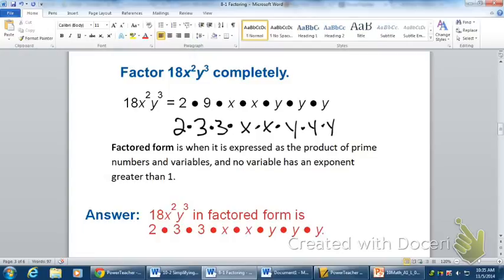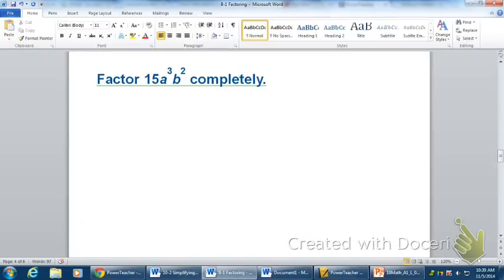Now with even numbers, it's equally the same though. Simple. We know I got a to the third. I know that I'm going to have a times a times a. If it tells me a to the third, I'm going to write down 3 a's. Okay. I got b squared. So I know I'm going to write down 2 b's right here.